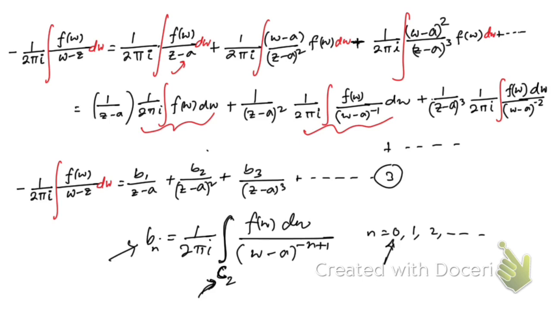If you put n is equal to 0 here, then you're going to get b1, and if you put n is equal to 1 here, then you're going to get b2, and this one you're going to get b3, and so on. That's what we have got. So now let me write equations number 1, 2 and 3 in the next slide. Okay, let me go to the next slide.